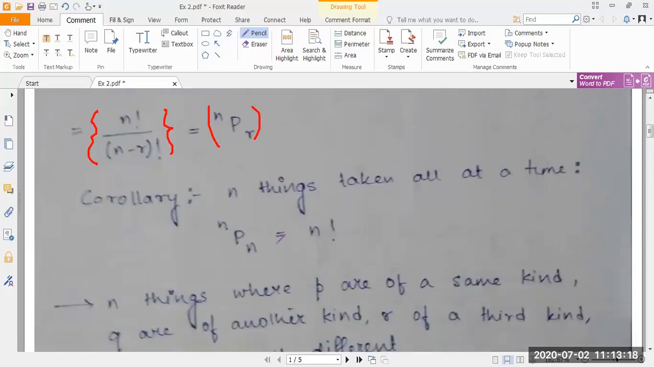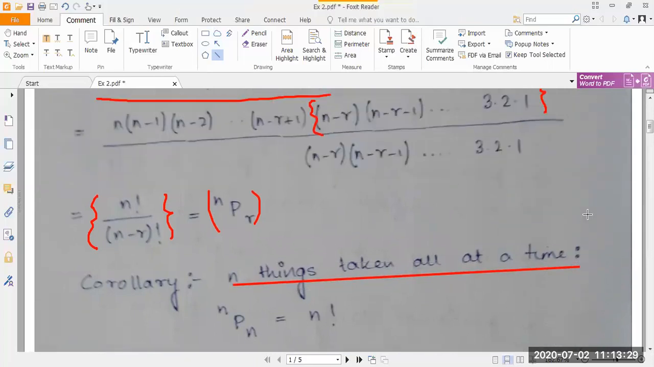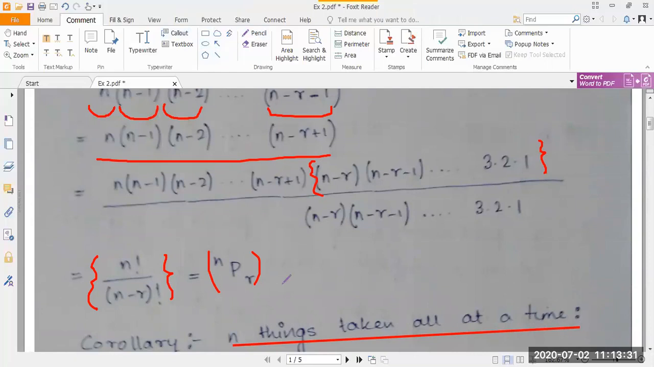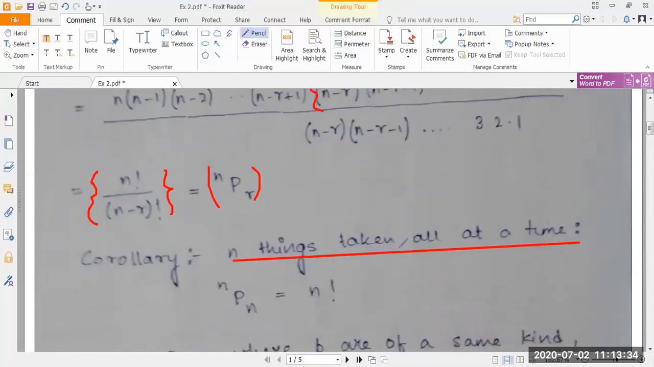Now, as a corollary of the previous formula, we have a formula for n things taken all at a time. As you can see, in my first case, I had n things taken r at a time, and I reduced that to nPr. So if I replace it with n things taken n at a time, that essentially means n things taken all at a time. So I replace r with n, and I get nPn. Now, if I take n things all at a time, it means I am rearranging those n terms within themselves. So this nPn represents n things arranged among themselves.